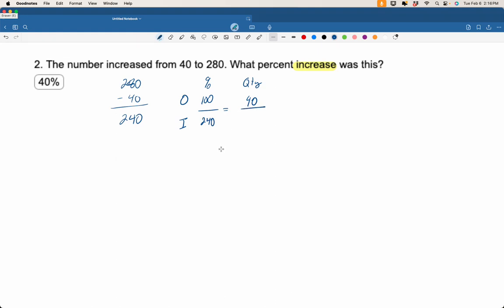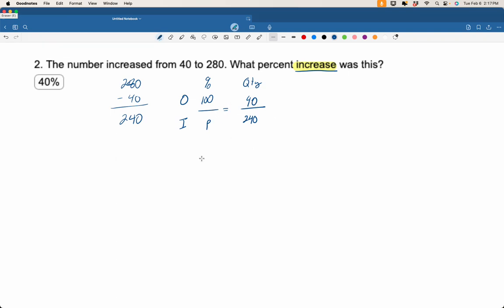Sorry, I put that in the wrong spot. We don't know the new percent. The new or the increased amount was 240. We had 40, we added 240. It's not asking about the total, it's asking about the increase. So that is where you have to do some subtraction.